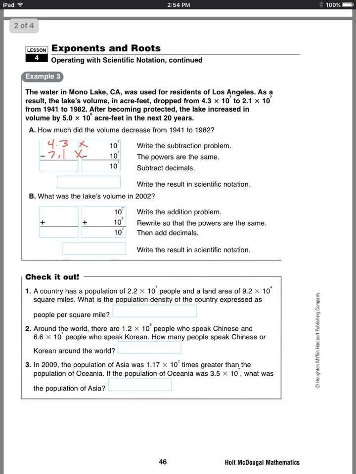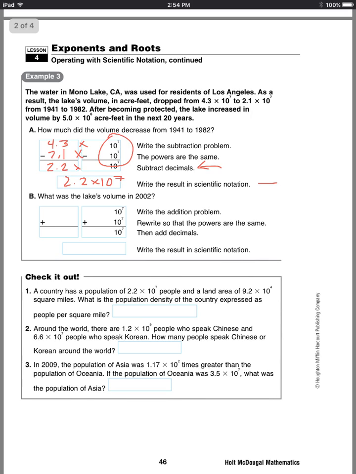So 4.3 minus 2.1 is 2.2 times 10 to the 7th. This part doesn't change. So 2.2 times 10 to the 7th. Because they're the same, they don't change. All we do is we subtract the decimals.